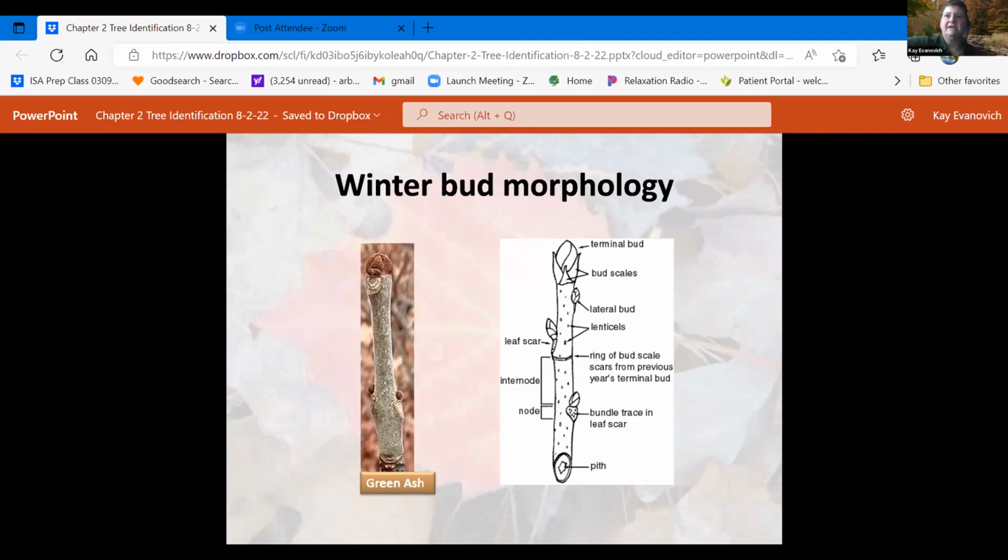You can see a tiny little bud above it, and you can see the leaf scar underneath. That's where the petiole broke off when the leaf dropped. So that scar is always going to be the same on a certain type of tree. It always looks the same.